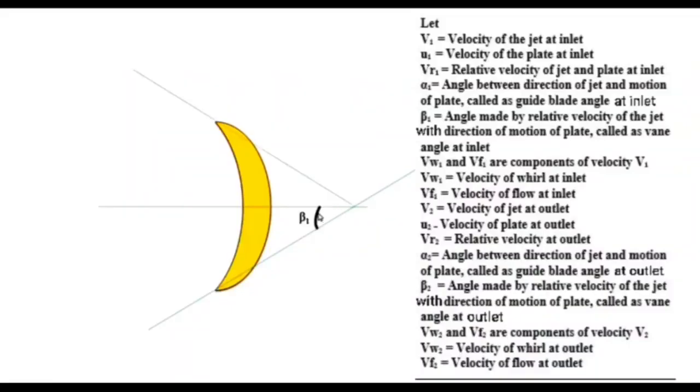Since the plate is unsymmetrical, the part below the center line and above the center line are different. So we will denote inlet part components as 1 and that of outlet part as 2. So let beta 1 is equal to angle between relative velocity of jet and motion of plate at inlet. So that we will call it as vane angle at inlet. Similarly, beta 2 is equal to angle between relative velocity of jet and motion of plate at outlet. We will call it as vane angle at outlet. So angle of deflection is nothing but total angle of 180 minus beta 1 plus beta 2.